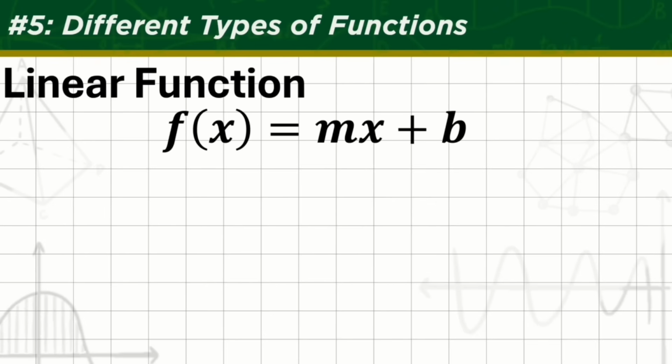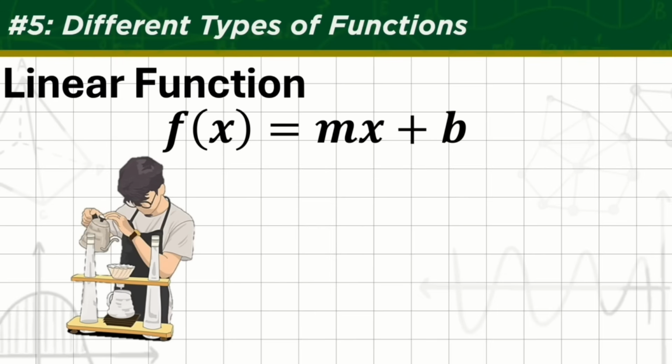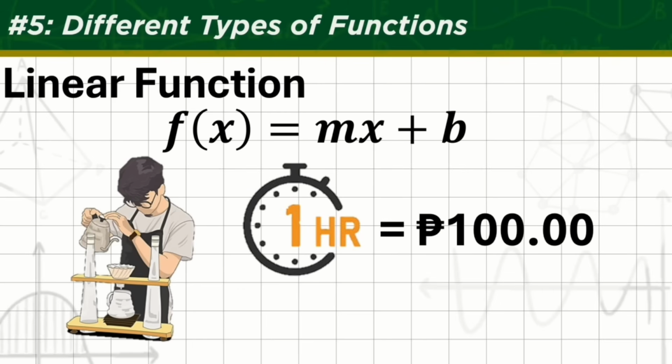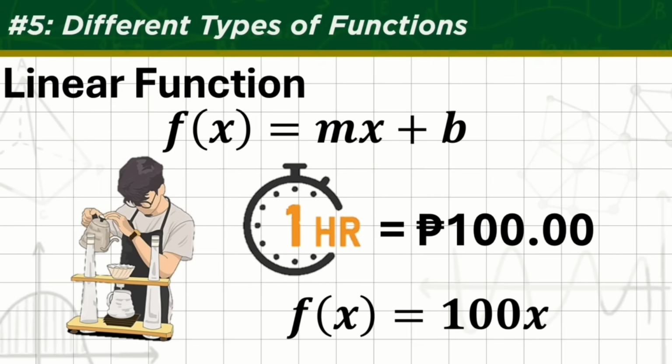Let's talk about linear functions. The general form is f of x is equal to mx plus b. Here, m is the rate and b is the starting value, or fixed amount you already have. Now imagine this. You have a part-time job at a coffee shop and earn 100 pesos per hour. That means your function is f of x is equal to 100x, where x is the number of hours you work.